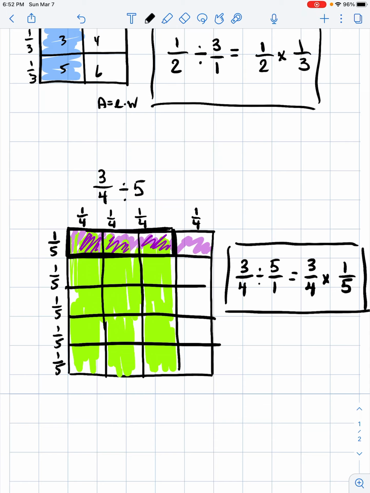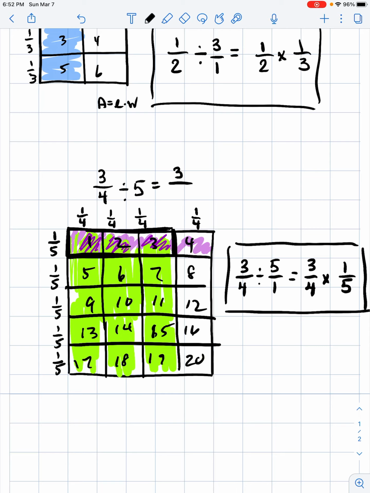Now, let's see, what is our answer? Well, let's read it from the model. I have 3 pieces that are double shaded out of a total of 1, 2, 3, 4, 5, 6, 7, 8, 9, 10, 11, 12, 13, 14, 15, 16, 17, 18, 19, and 20. Okay, so my answer is going to be 3/20. And that's how we use equivalent expressions.